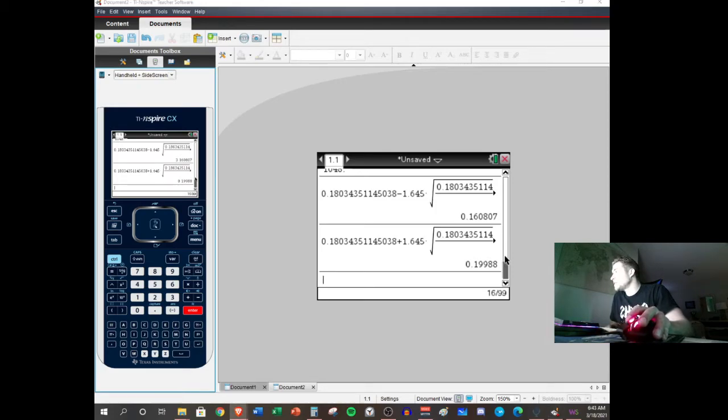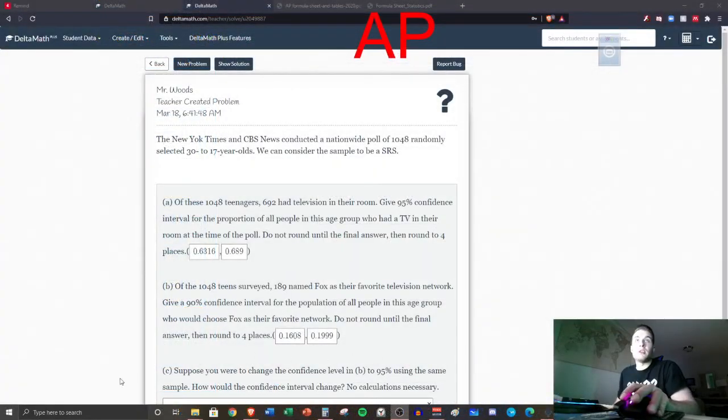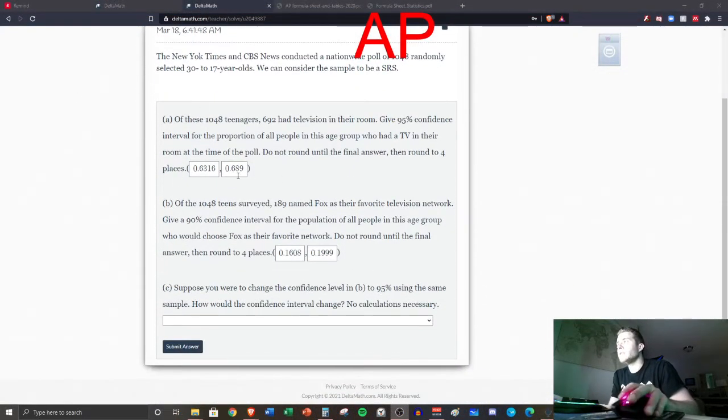So I'll type this in. We're going to round these to 4 places. So it's going to be 0.1608 and 0.1999. Yeah, 4 places there. So let's go back. What we should have for our answer for the proportions.